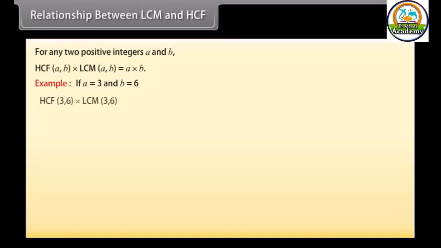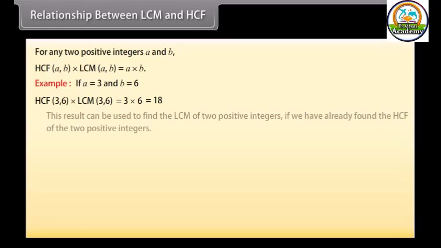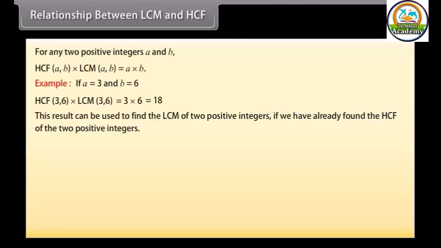Relationship between LCM and HCF. For any two positive integers a and b, HCF(a, b) × LCM(a, b) is equal to a × b. Example: if a is equal to 3 and b is equal to 6, HCF(3, 6) × LCM(3, 6) is equal to 3 × 6 equals 18. This result can be used to find the LCM of two positive integers if we have already found the HCF of the two positive integers.